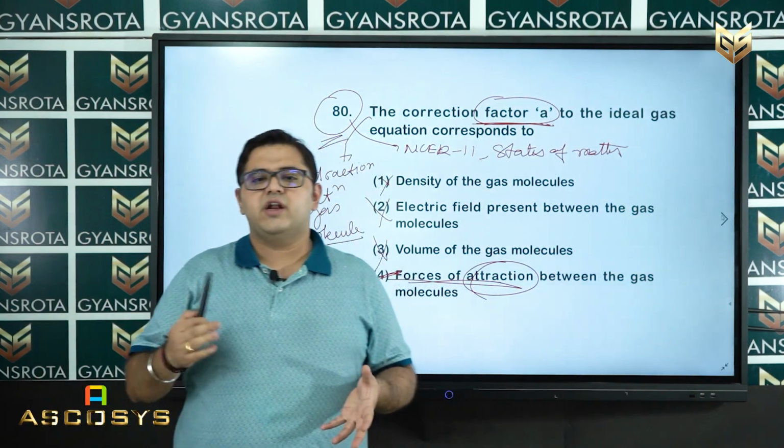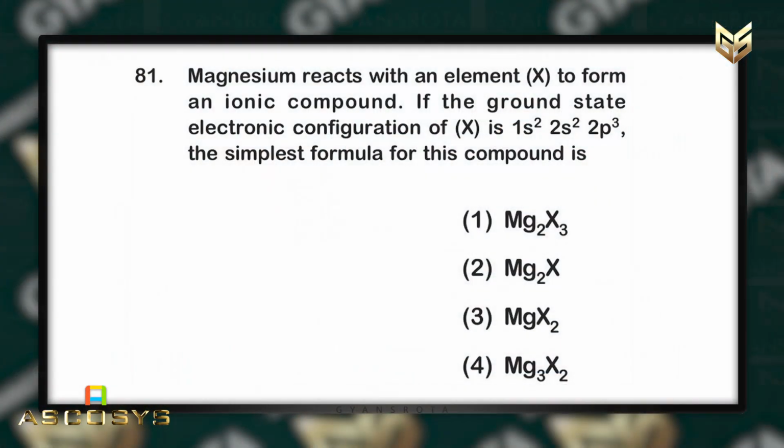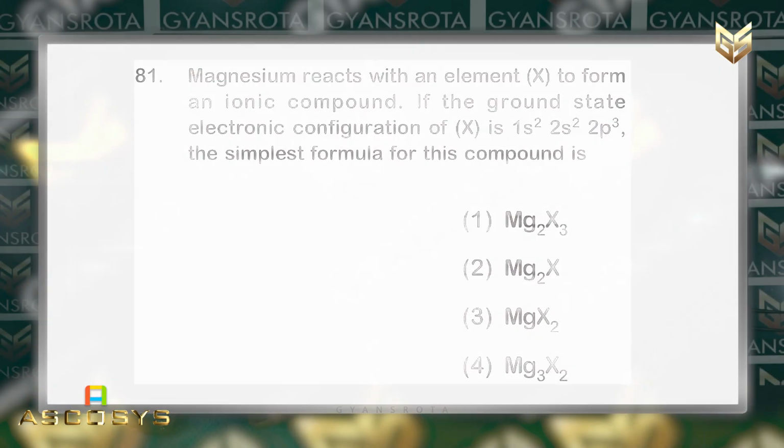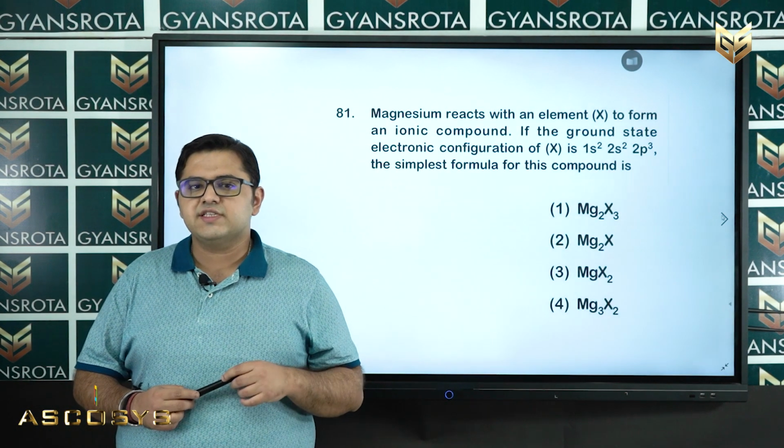Now, we are moving to another question, that is question number 81. Question number 81 is on your screen. Magnesium reacts with an element X to form an ionic compound. If the ground state electronic configuration of X is 1s2, 2s2, 2p3, the simplest formula for this compound is. Now we are moving to the solution part.